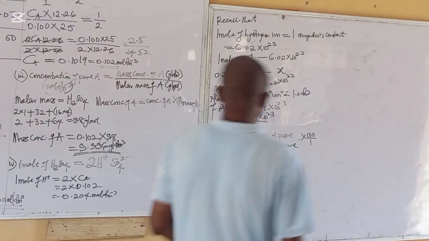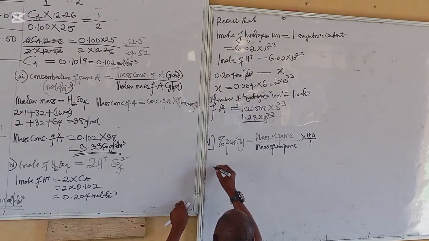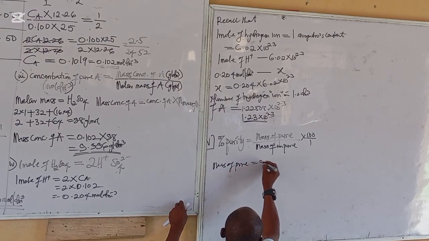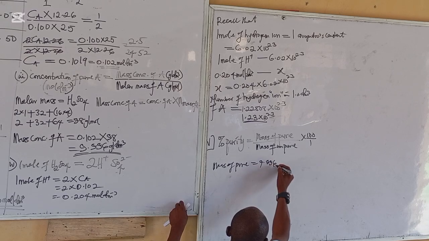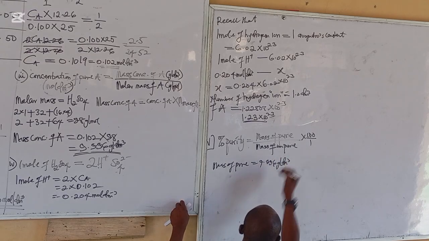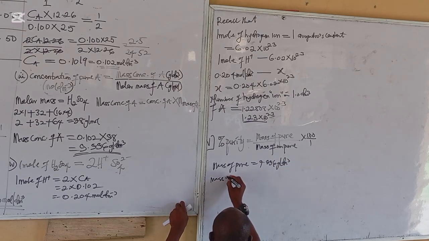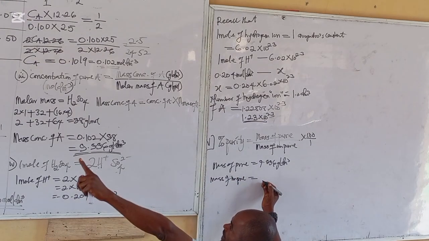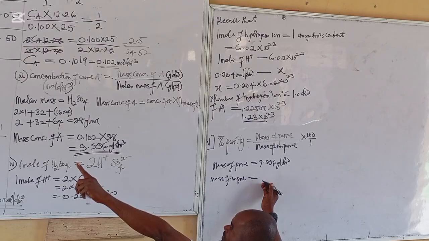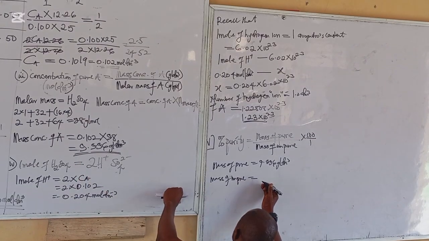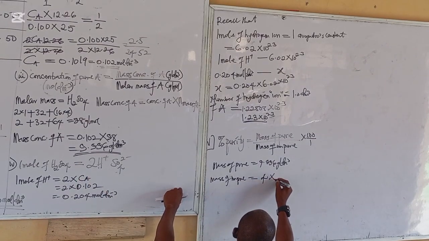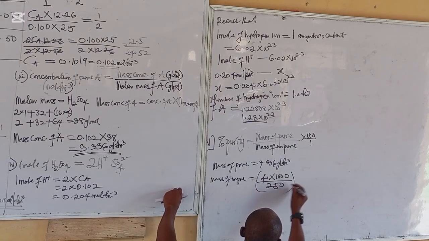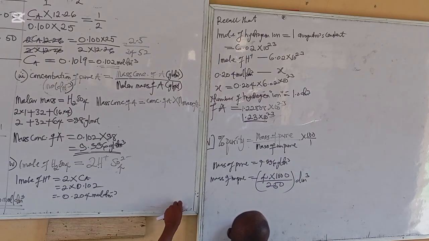Percentage purity now. Mass of pure, you've already calculated the mass of pure. You said that mass of pure is equal to 9.996 gram per dm cube. What is my mass of impure now? The mass of impure will come from the question. They said it contains 4.0 gram in 250 cm cube, so that will be 4 multiplied by 1000 divided by 250, because you are changing it to dm cube.